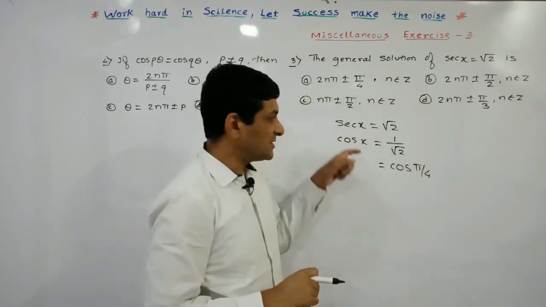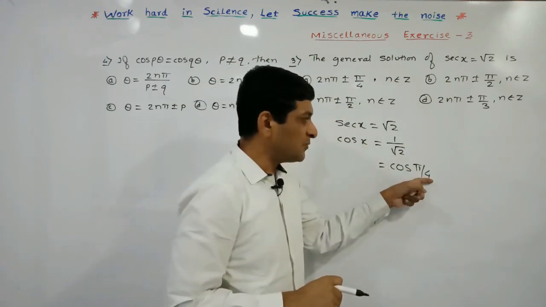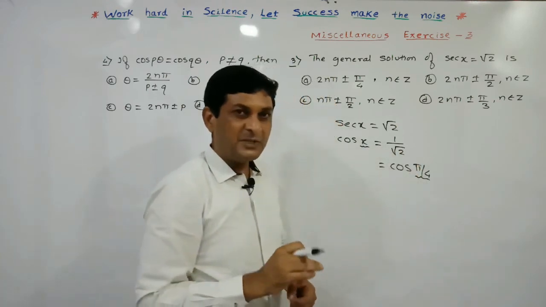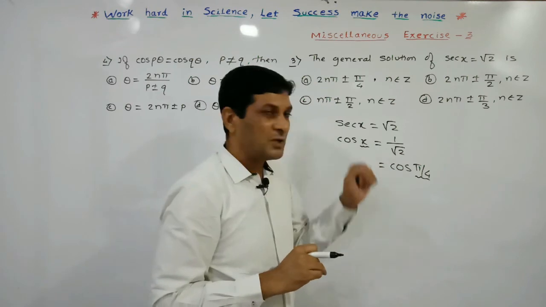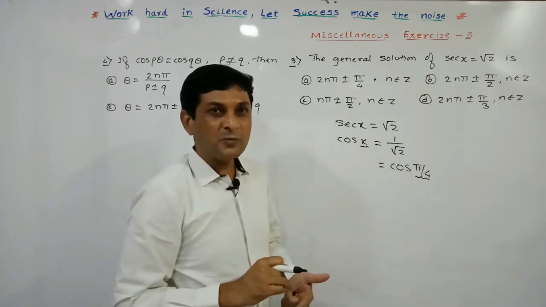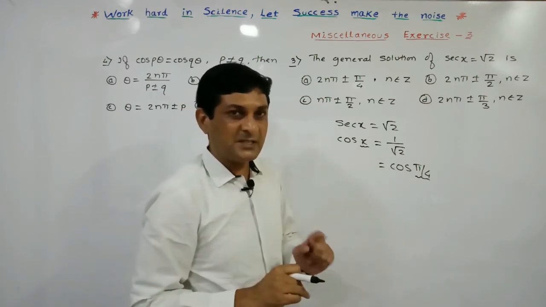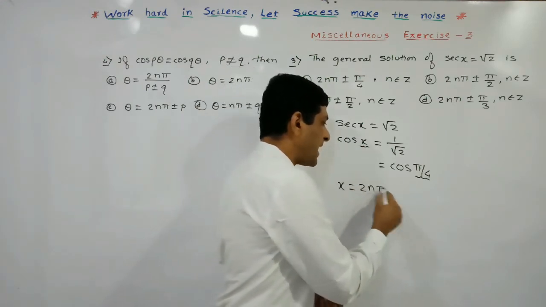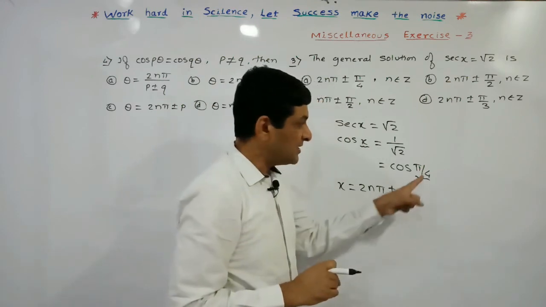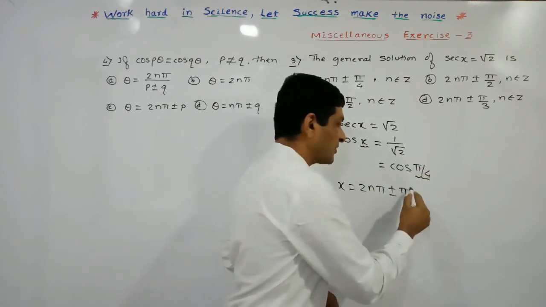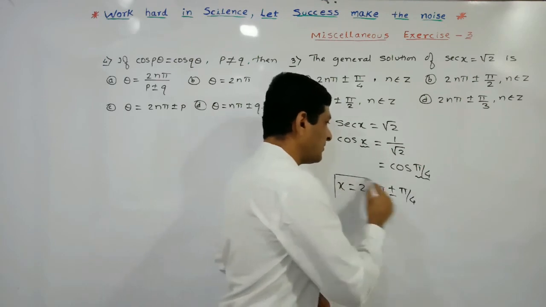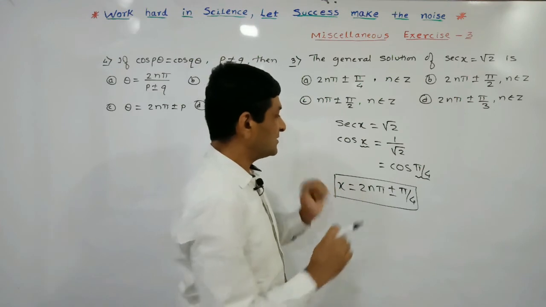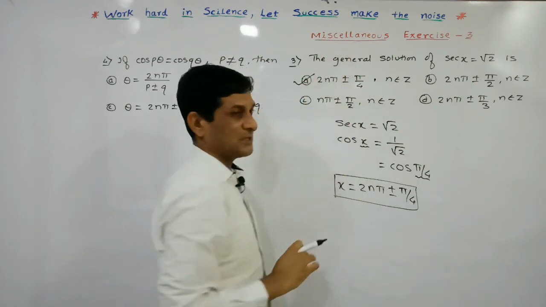Now this equation is in the form of cos theta is equal to cos alpha. This is the value of theta and this is the value of alpha. If the equation is in the form cos theta is equal to cos alpha, what is the formula to find the general solution? Theta, here theta means x, is equal to 2n pi plus or minus alpha. But here alpha is pi by 4. In this way, we have got the required general solution of this given trigonometric equation. So this value appears in the first option.